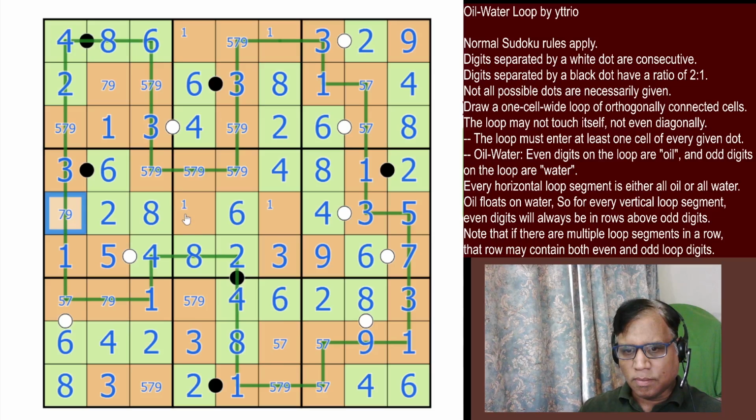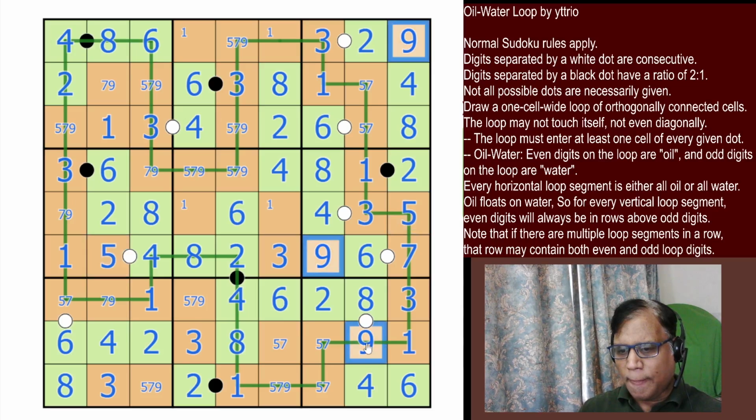Hmm. 7, 9, 5. Why did I remove 5 from here? Maybe. 5, 7, 9, 5, 7, 9, 5. If I double click 5, 5 is not there. 5 is one of these. That's not 5. Okay. 5 is one of these.